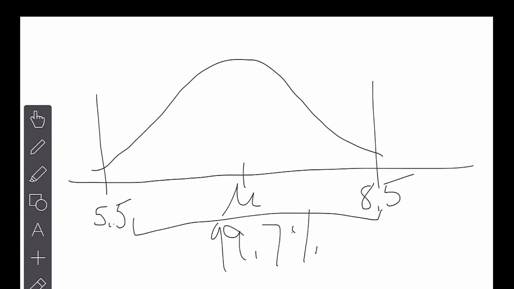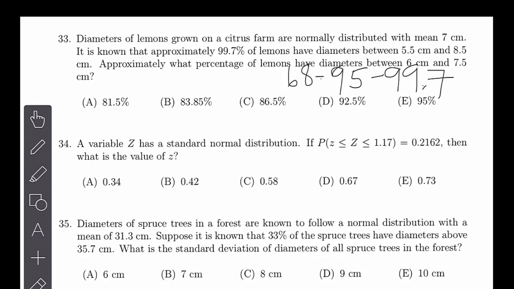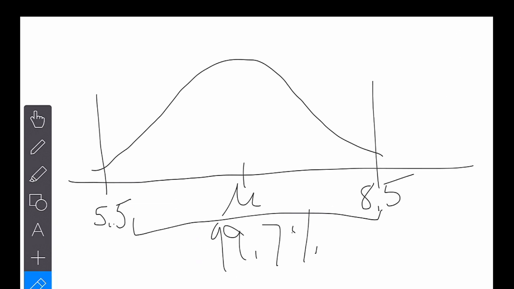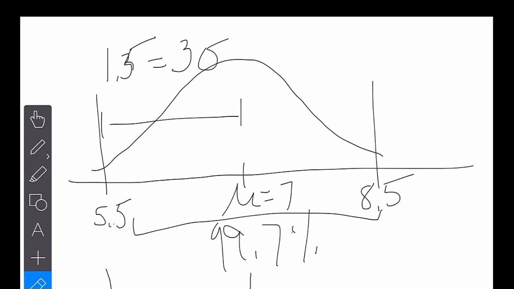Alright, so here the mean was, oh, now I gotta go back again. What was the mean? The mean was 7, so 7 is in the middle. Between here and here are 3 standard deviations. That means 1.5 is equal to 3 standard deviations, right? You guys see that? So then the standard deviation is equal to 0.5, that's right.